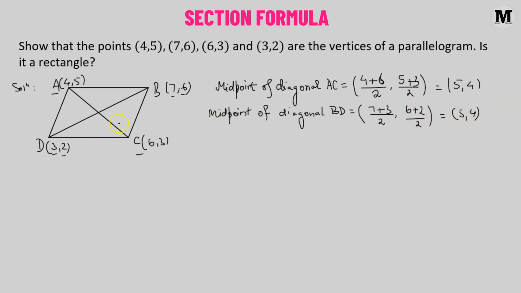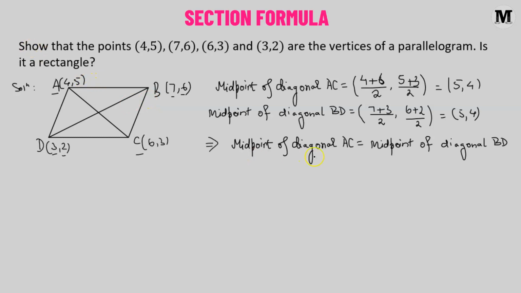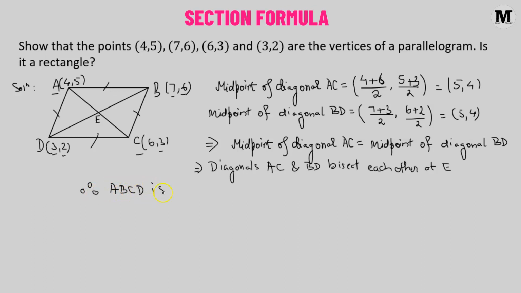Now this tells us that the midpoint of diagonal AC and the midpoint of diagonal BD are equal, which means they coincide with each other. And since the midpoints of the diagonals AC and BD are equal, we see that they intersect each other at the common point E. Since the diagonals bisect each other, we can say that ABCD is a parallelogram. Fine. Next, in order to show that it's a rectangle, the diagonals must be equal in length.